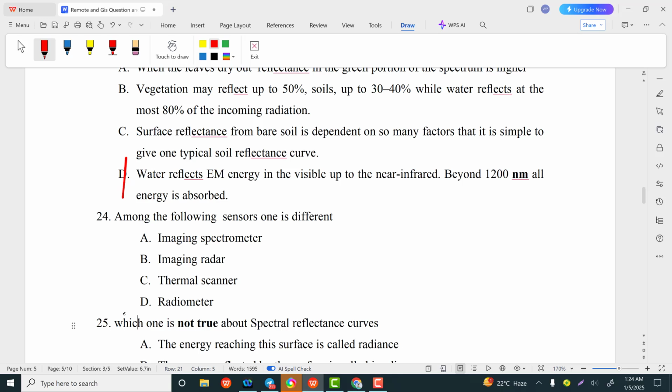Question number 24. Among the following sensors, one is different. A, image spectrometer. B, imaging radar. C, thermal scanner. D, radiometer. From the available options, A, image spectrometer, is an optical sensor that captures data across multiple wavelengths. Imaging radar is a non-optical sensor that uses radar waves to detect and map surface features. Unlike optical and thermal sensors, radar does not rely on sunlight. So the answer is imaging radar. B is the answer.